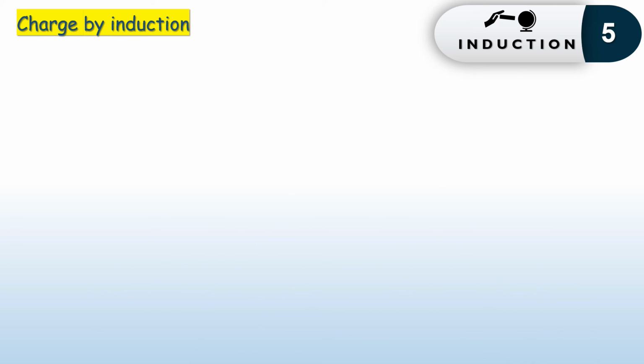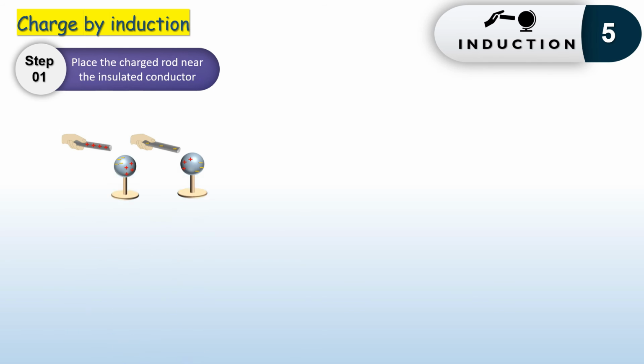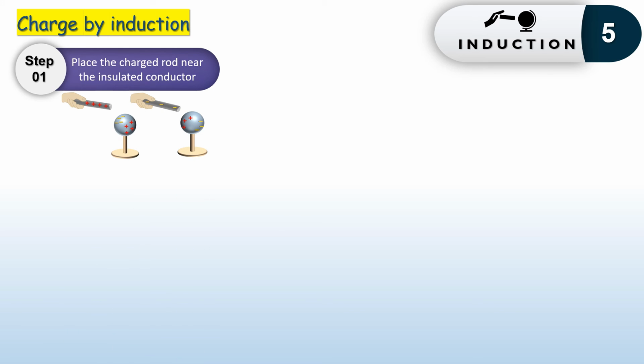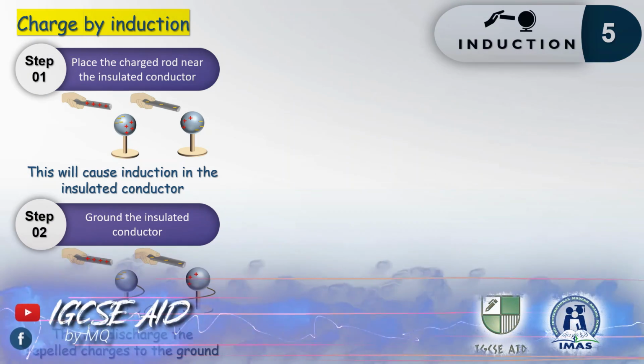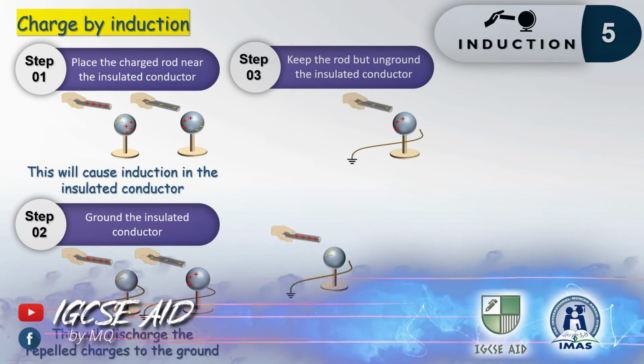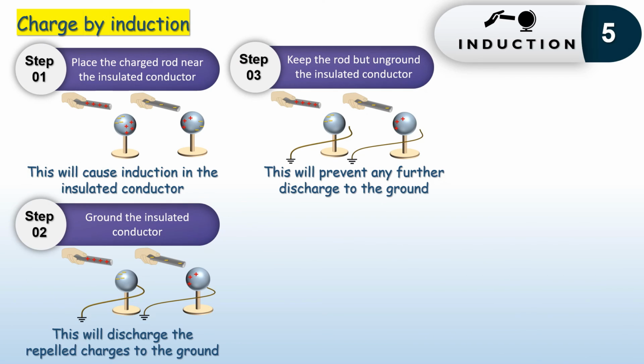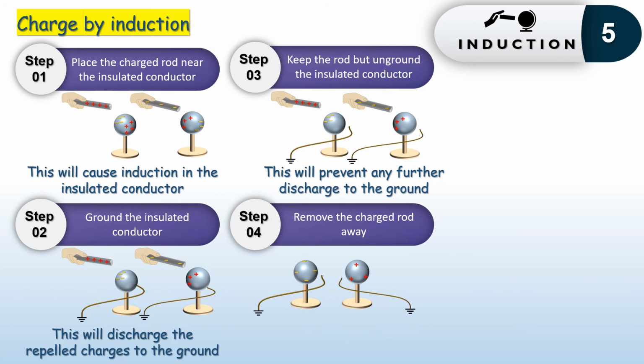So make sure you remember the steps of charging by induction. The first step is placing a charged rod near the insulated conductor. This will cause induction. Then grounding the conducting part. This will discharge the repelled charges by the rod to the ground. Then we unground. This will prevent any further discharge to the ground. Finally, we remove the charged rod away. This will cause equal distribution of the charge on the outer surface of the conducting part.